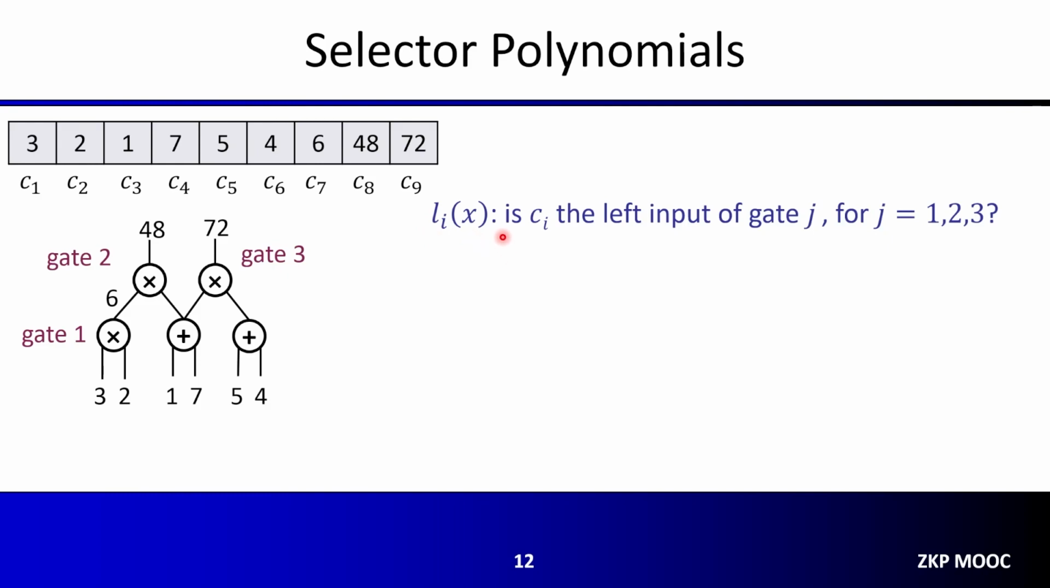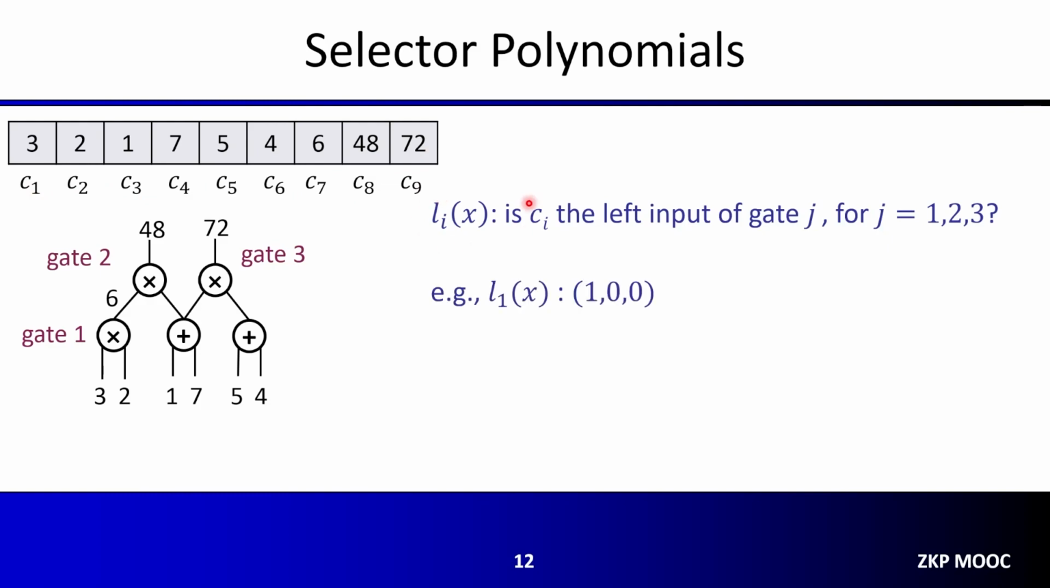And how can we define this? We are basically asking this question: is each C_i in this trace of the computation the left input of gate j, for every j equals 1, 2, and 3, for all the gates? If the answer is yes, we are going to put 1 there. And if the answer is no, we are going to put 0. And here, for your convenience, I'm labeling these values in the computation trace of this circuit as C1, C2, all the way to C9.